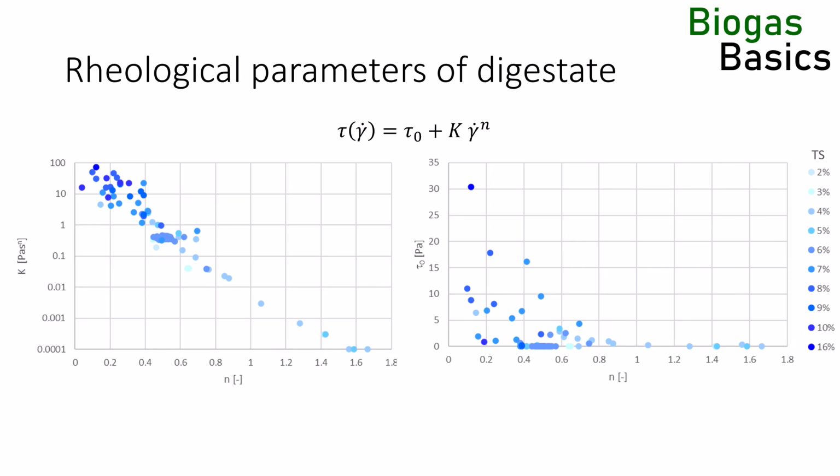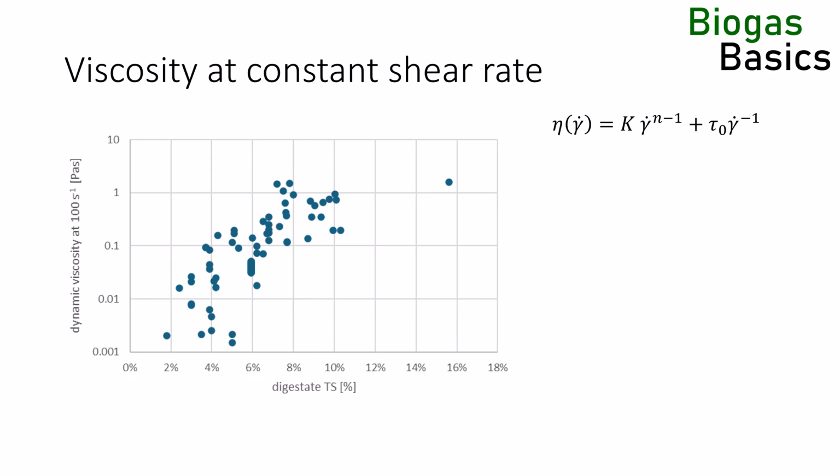For the yield stress, we have to rephrase the correlation slightly. High yield stresses are only observed at high TS in the digestate. Shear thinning digestates can be approximately described by the relationship: decadic logarithm of K equals 2 minus 4.5 times N. Let's investigate the TS dependence further.